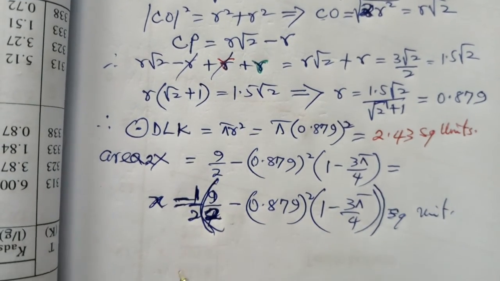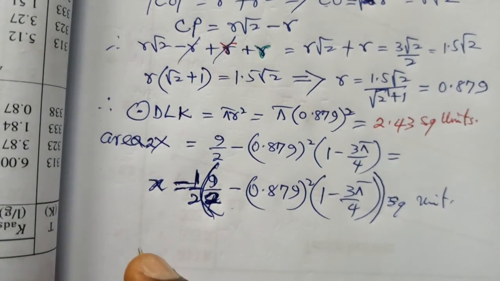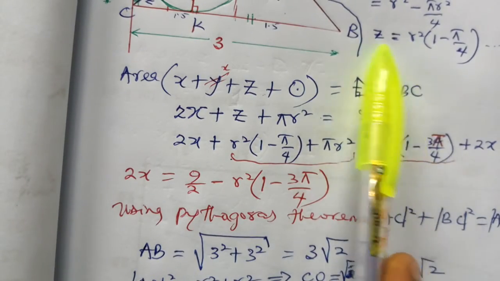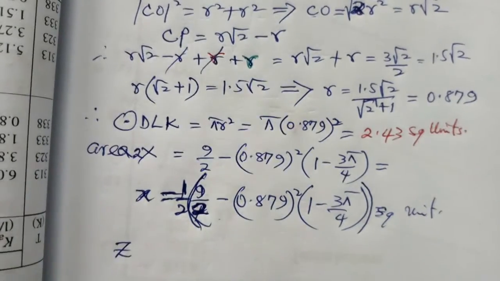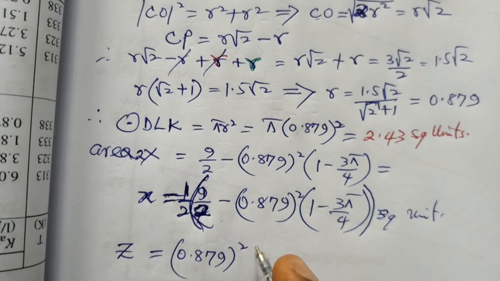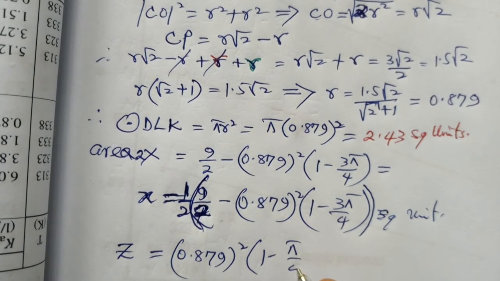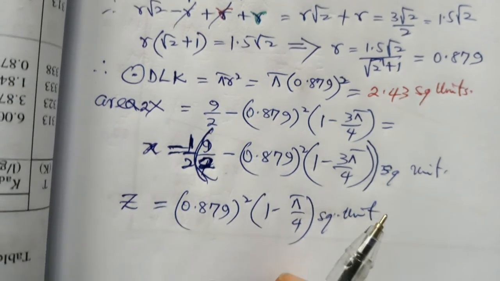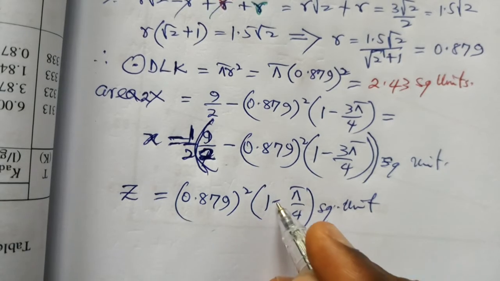So also we have found that for z we use this formula and we put it there. We'll have that it is equal to 0.879 squared into 1 minus pi over 4, where pi is 3.142. So you find these are the answers. We just do the math and get the answer.